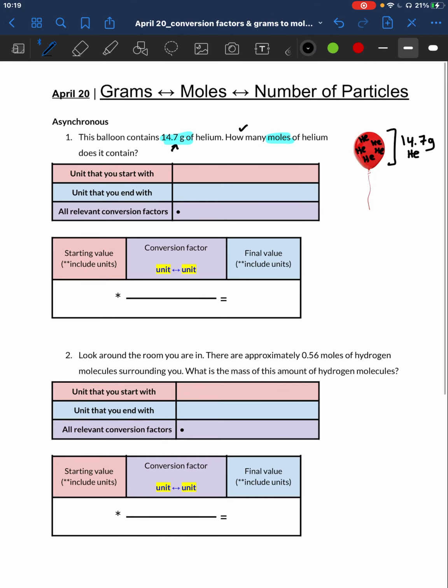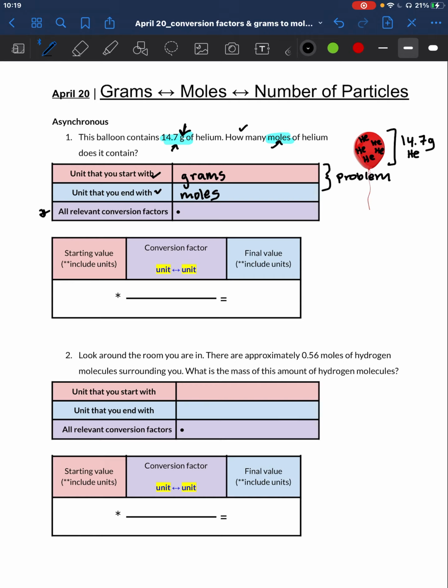So I've read the problem out loud. I've pictured what's going on from a chemistry perspective. Now we can dive in and start problem solving. Firstly, I need to figure out the unit that I'm starting with. Well, I have a value that's in grams, so I'm starting with grams. Cool. Then what unit do I need to end up in? I need to end up in moles. All right, so these two pieces of the table, I should get directly from the problem. I should be able to read the problem and pick out the unit that I start with and the unit I need to end up in.